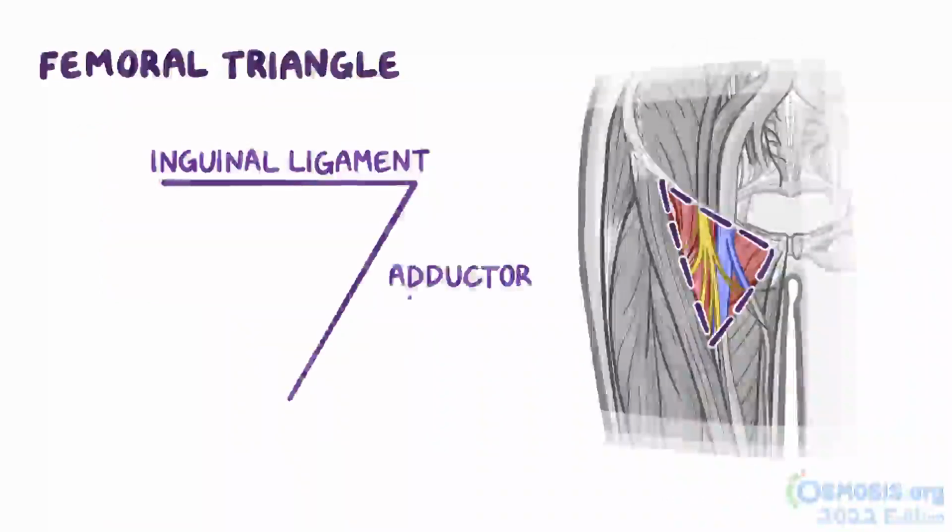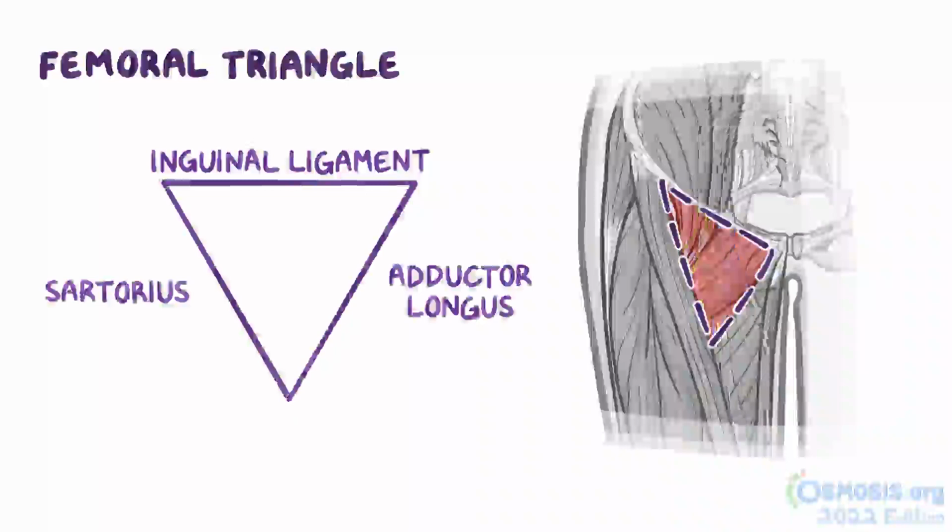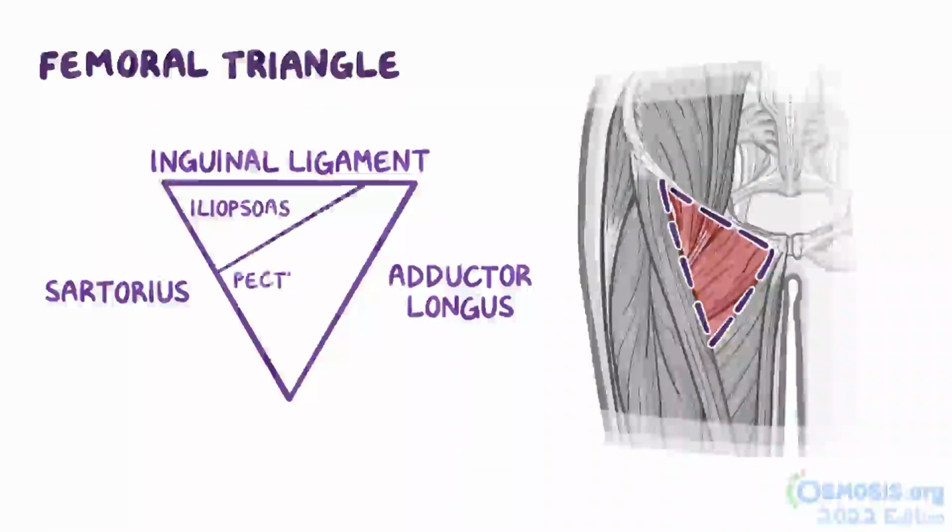Then, there's the femoral triangle, just distal to the inguinal ligament. It's bounded superiorly by the inguinal ligament, medially by the lateral border of the adductor longus, and laterally by the medial border of the sartorius. The muscular floor of the femoral triangle is formed by the iliopsoas laterally and the pectineus medially, while its roof is formed by the fascia lata and cribriform fascia, subcutaneous tissue, and skin.